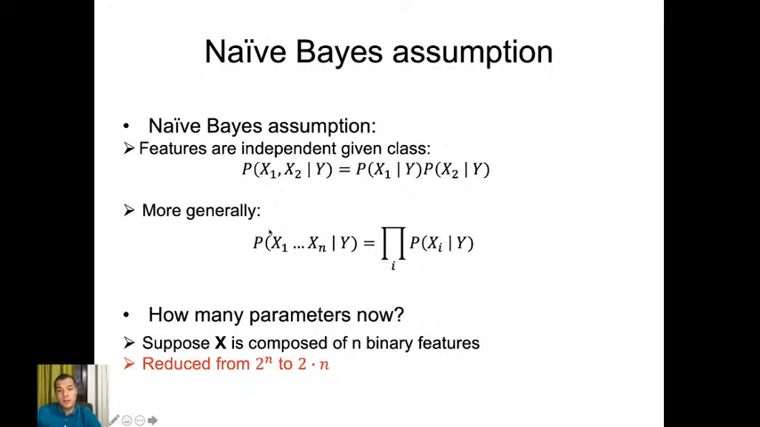In general, considering a feature vector with n dimensions, we estimate this probability with the product of all the individual components. I'm sorry, I should have hidden these results to let you give an answer, but now the answer is written, so I cannot make the question anymore. If you take the same example as before with x composed of n binary features, then the number of parameters that you need to estimate now is 2 times n.